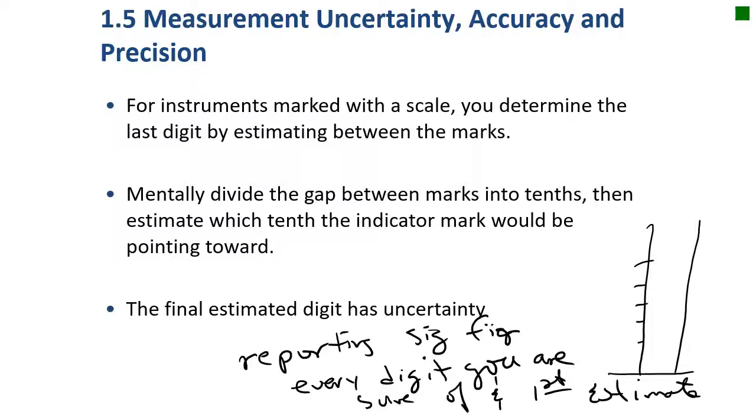So anything with a scale is what you're going to use sig figs on. You're going to take the digit, and you're going to estimate the digit by figuring out how much or how many spaces are in between the last set of markings on the scale. So let's take a look at that.